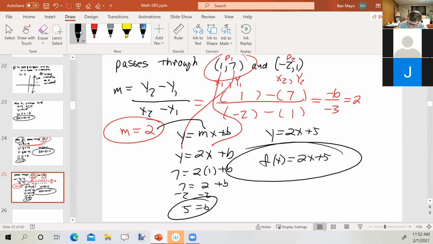I could check my work. If x is 1, 2 times 1 plus 5 is 7, so 1, 7. If x is -2, 2 times -2 plus 5 is 1. Check, check, check. All right.